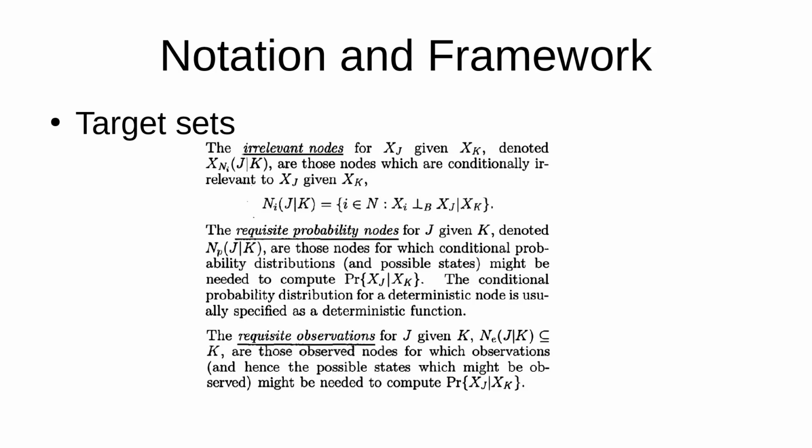First, the requisite probability nodes set. It contains nodes where conditional probability distributions and possible states might be needed to compute the probability of xj given xk. For a deterministic node, the conditional probability distribution is usually a deterministic function. Next is the requisite observation set. It contains observed nodes for which observations and the possible states that might be observed could be required to compute the probability of xj given xk.